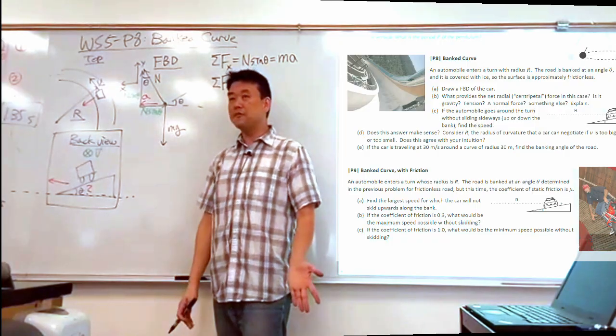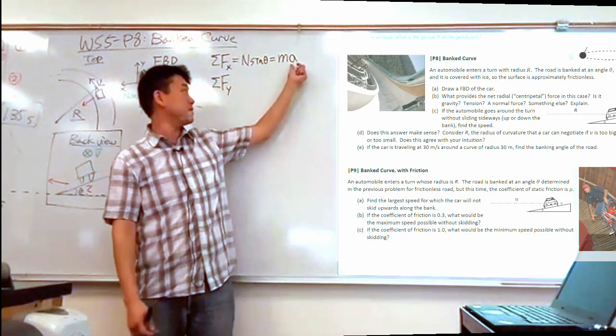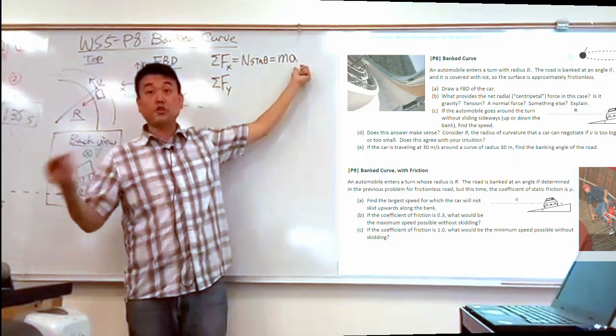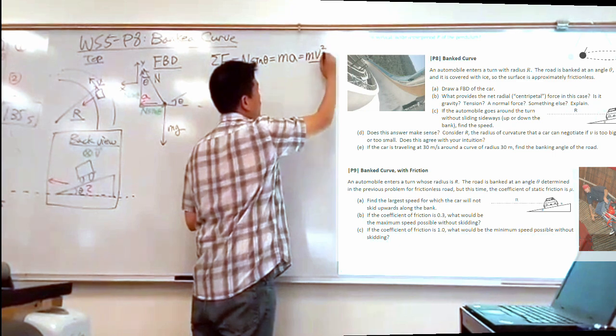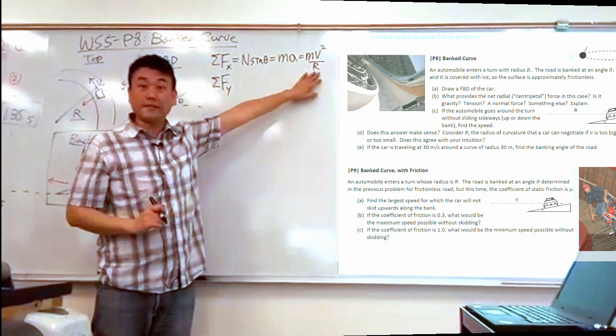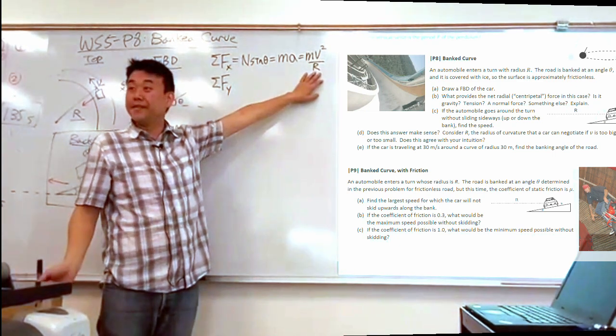And I learned my lesson from last time. Let me just write down that this is centripetal acceleration, so I actually know what it is. It should be mv squared over r. I know all of this already. No sense in pretending that I don't know it.